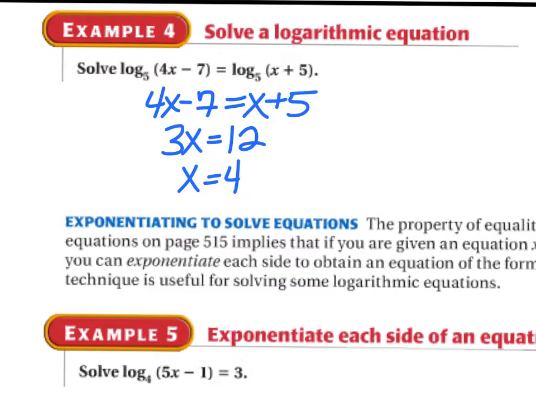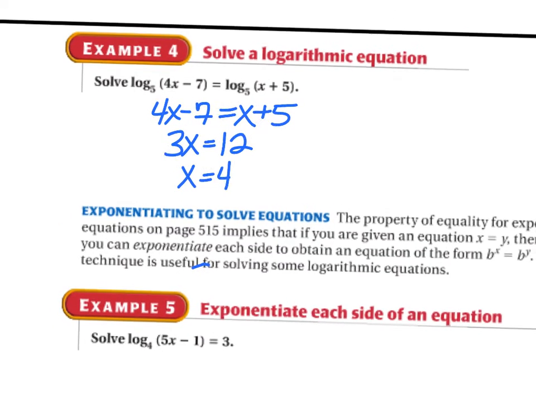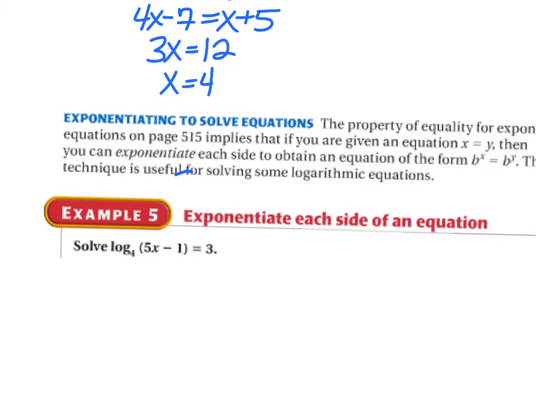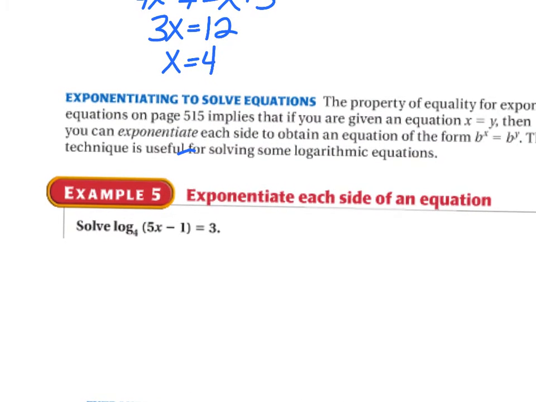Alright, but as with exponential equations, it wasn't always that easy to solve them. And so we need to look at what happens when we have a situation like this. You can see in this problem that you're supposed to solve log base 4 of 5x minus 1 equals 3. Well, I don't have two logs, one on each side with the same base, so we need to look at a second method for solving logarithmic equations. That second method is called exponentiation, or exponentiating logs.